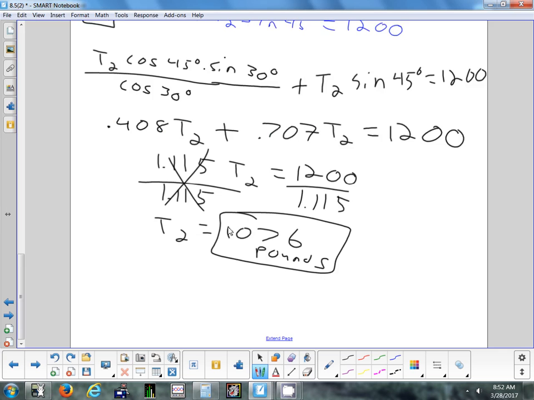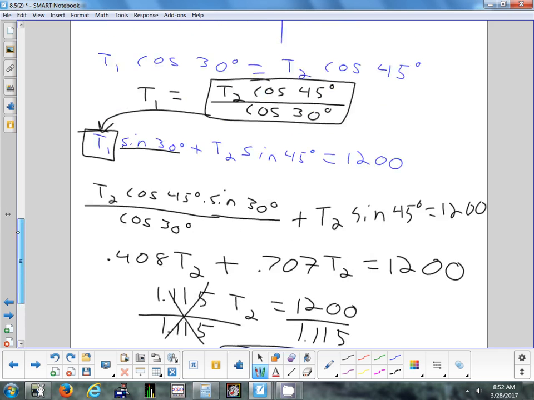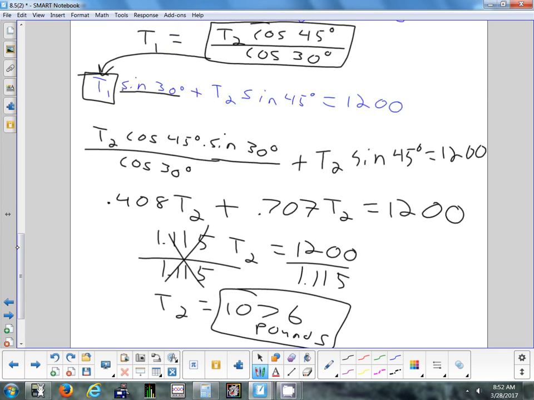All right. And now that I know the tension in cable 2, all I have to do is take that, plug it back in right there for T2, and then I can find T1.